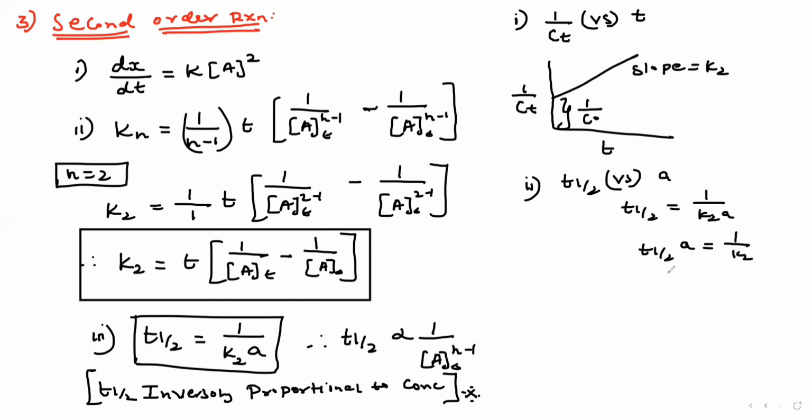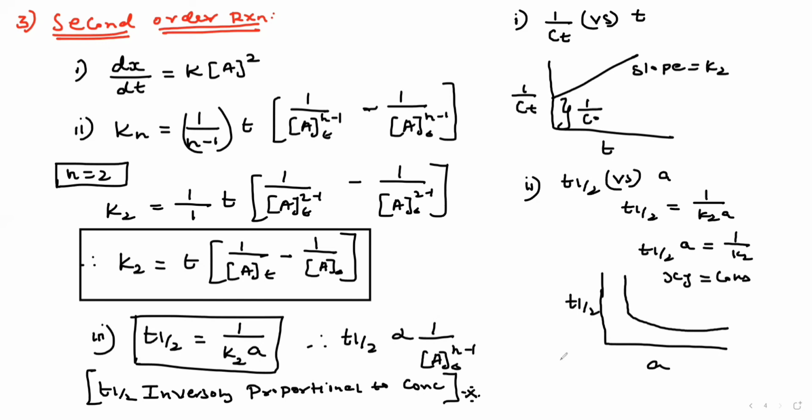What is the equation? XY is equal to constant. This form of the mathematical graph can arise, right? XY is equal to constant. What is X here? X is A. What is Y here? Y is t half, right? Now, what is the mathematical graph? This type of graph, please note. These are the two important graphs in the second order.